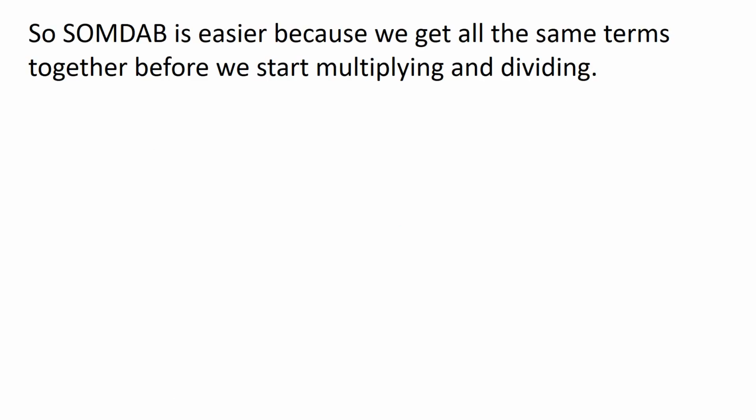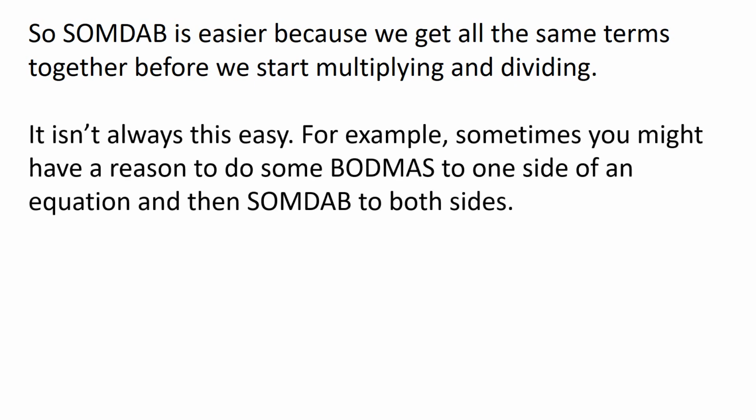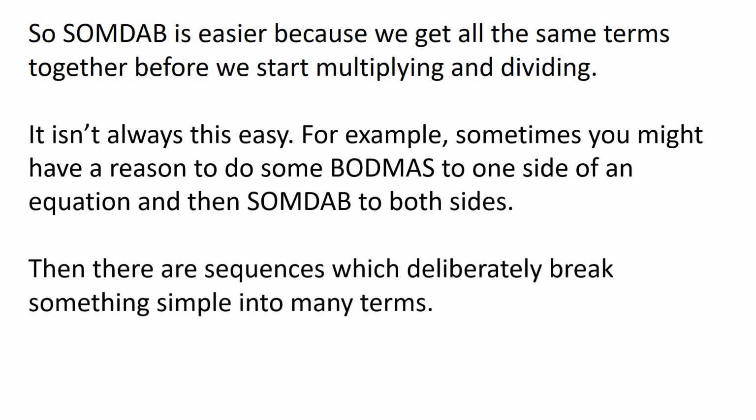So SAMDOB is easier because we get all the same terms together and then we simplify them before we start multiplying and dividing. It isn't always this easy. For example, you might have a reason to do something using BODMAS on one side of the equation and then SAMDOB to both sides. Then there are sequences which you can see deliberately breaking a simple answer into many terms, sometimes an infinite number of terms. But all of that is for another time.